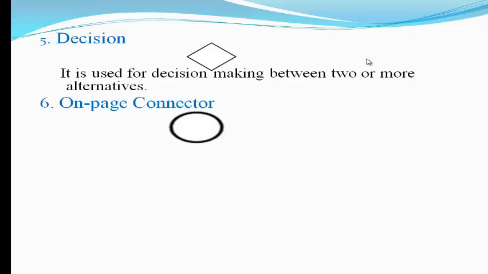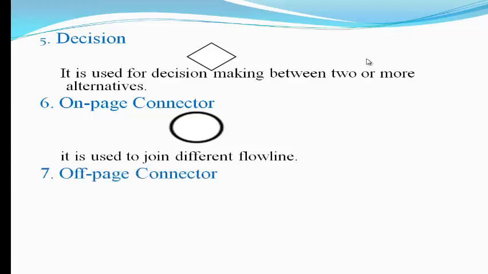Next, on-page connector. On-page connector represents different flow lines. This symbol is used whenever a flowchart becomes more complex. On the same page, it is useful to use a connector. As a connector, it is represented as a circle symbol.